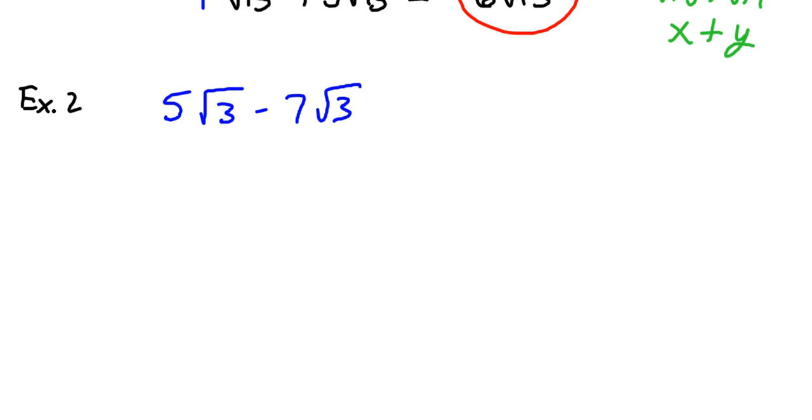So it's 5 square root of 3 minus 7 square root of 3. Well, you just do 5 minus 7. And then the square root of 3 is just going to hang out at the end. 5 minus 7 is negative 2.